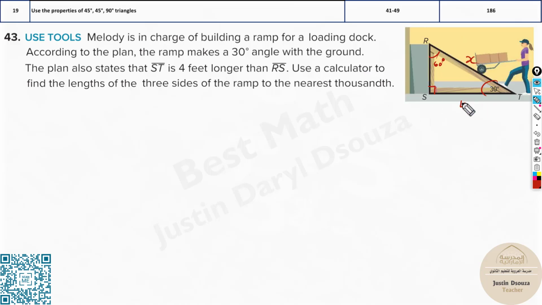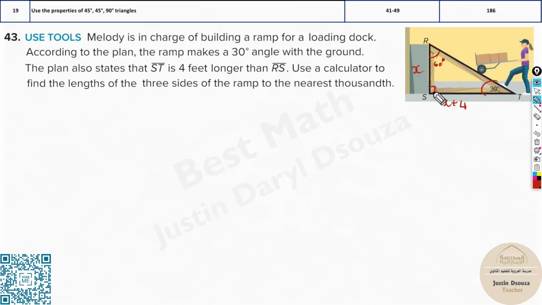Now let me take this RS as X. So ST is X plus 4. Sorry, RS is not the hypotenuse. It can't be longer than the hypotenuse. My bad. RS is this X, okay? So this will be X plus 4 no matter what. We need to find the lengths.